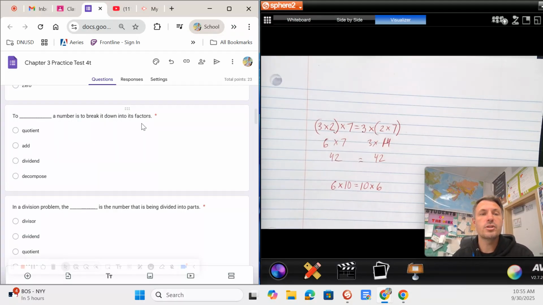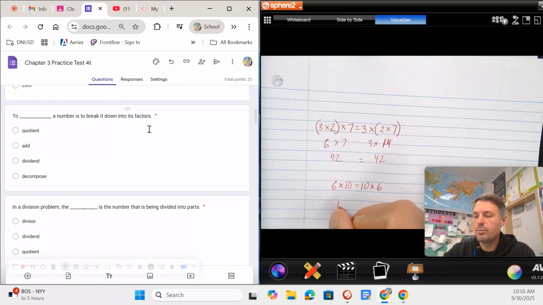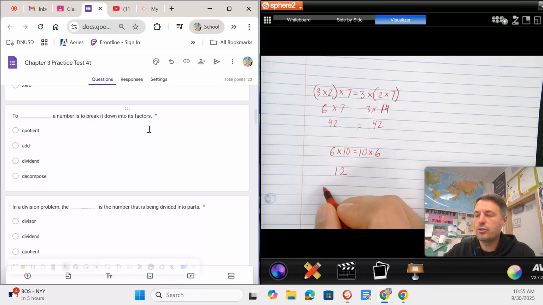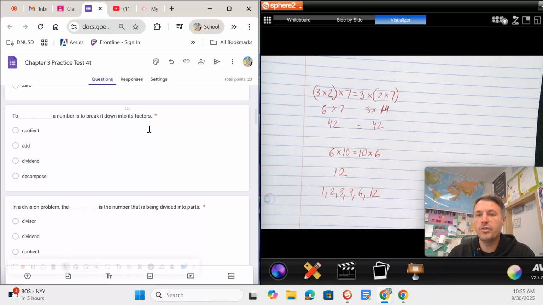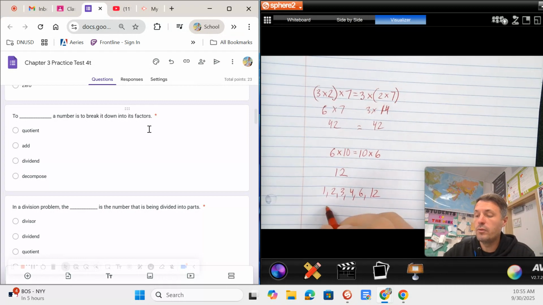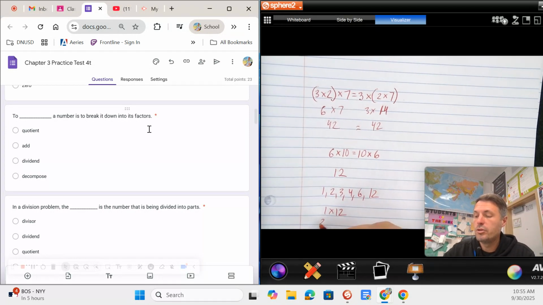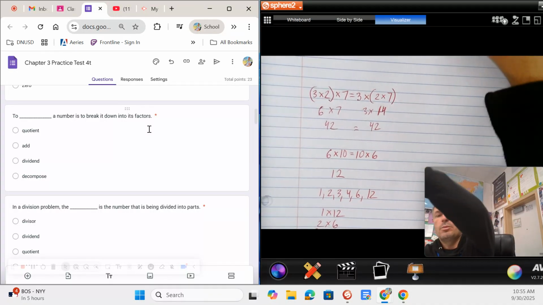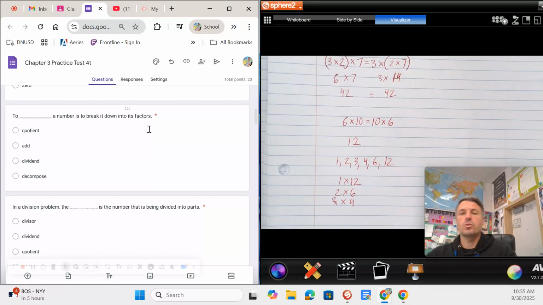To blank a number is to break it down into its factors. So here's an example of that, like the number 12 can be broken down into the factors 1, 2, 3, 4, 6, and 12. Those are all the factors. So you can break down 12 as 1 times 12, 2 times 6, or 3 times 4. So that's decomposing a number. That's this vocab here. Decomposing a number is breaking it down into its factors.